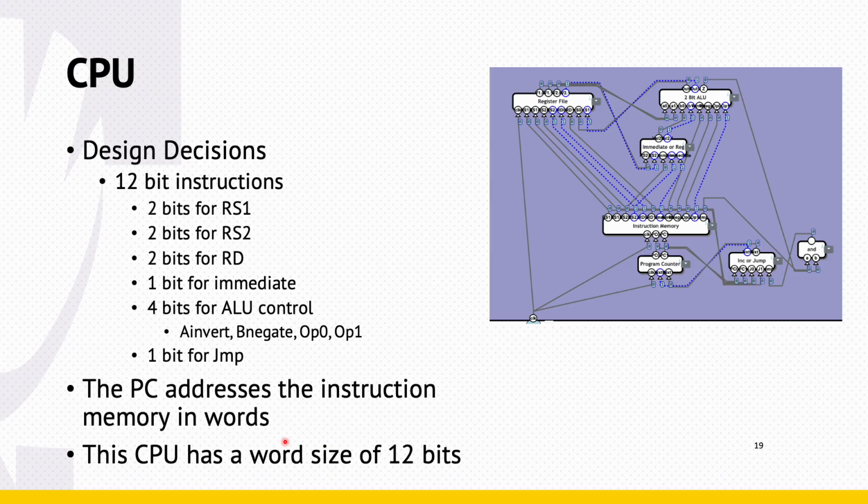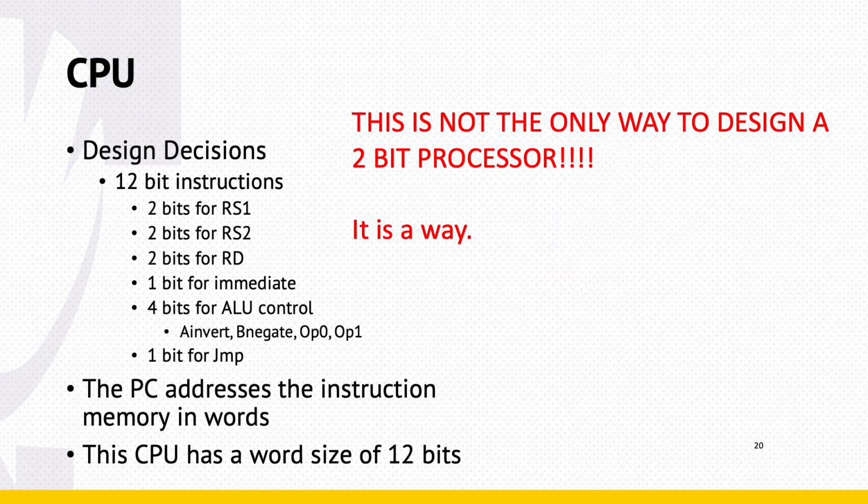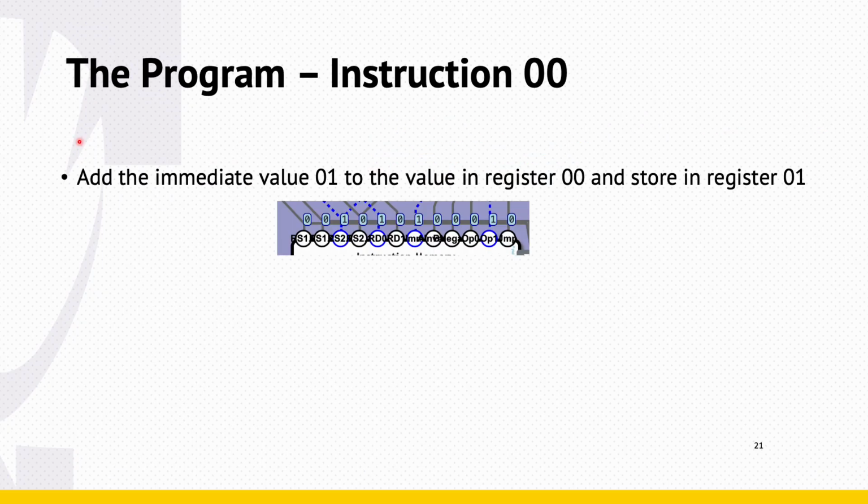And so this is just a design decision, as are all of these. And these are not the only design decisions that could give us a 2-bit CPU. Again, as I said, this is not the only way to design a 2-bit processor, but it is one way, and it is the way that I went about designing it. So now let's take a look at the program.